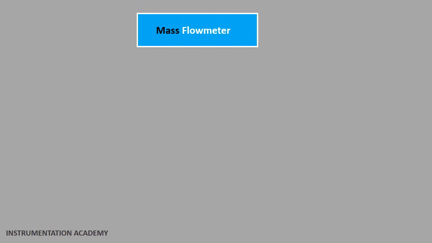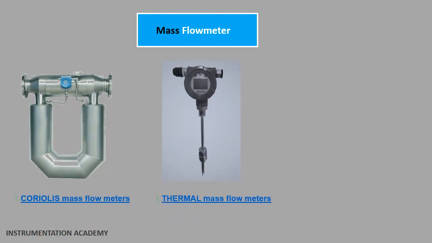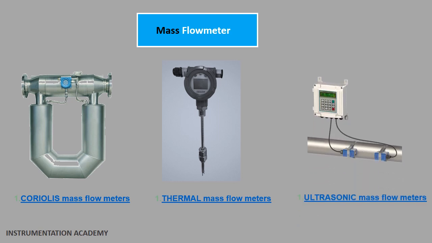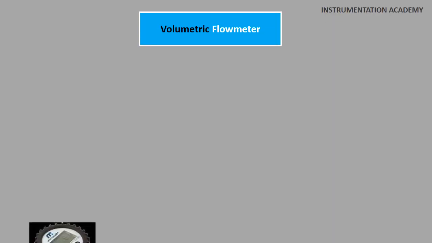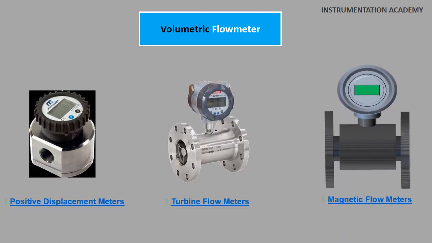Examples of mass flow meters are Coriolis flow meter, thermal mass flow meters, ultrasonic meters, etc. Examples of volumetric flow meters are positive displacement meter, turbine flow meter, magnetic flow meter, etc. We have already discussed the working and operating principle of a magnetic flow meter in one of our previous videos. Link of that video is there in the description.